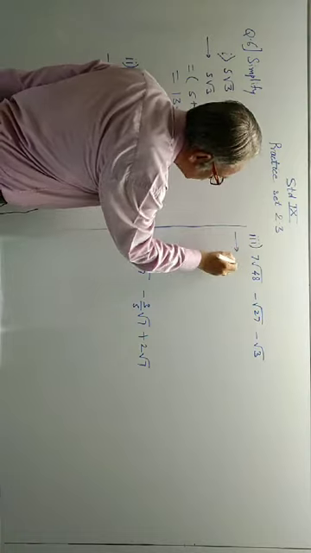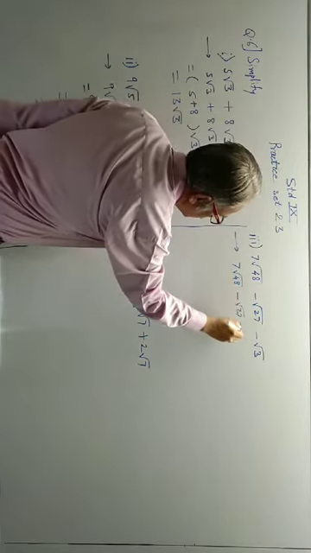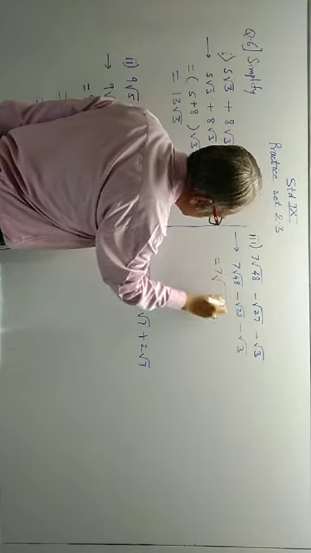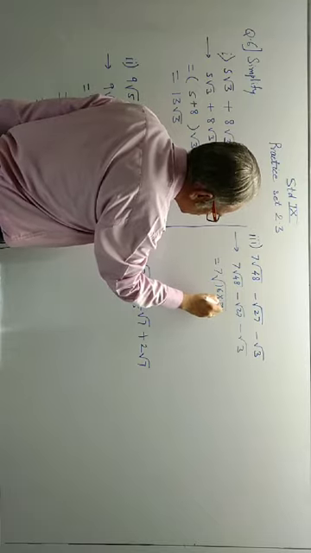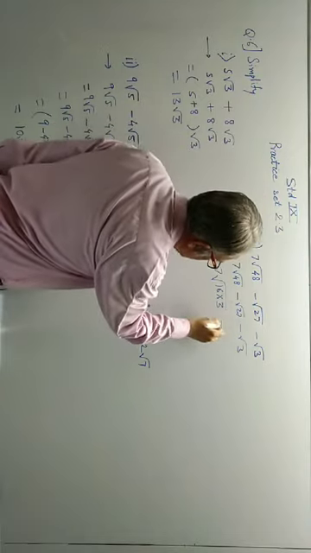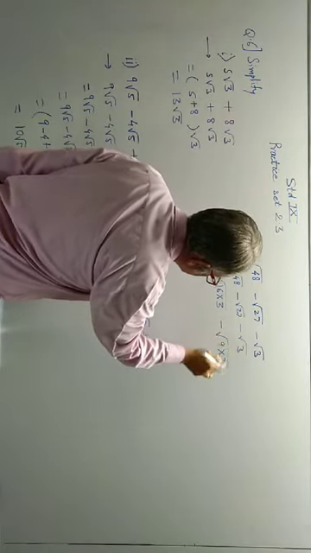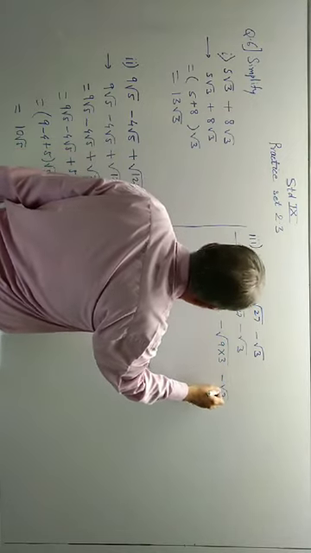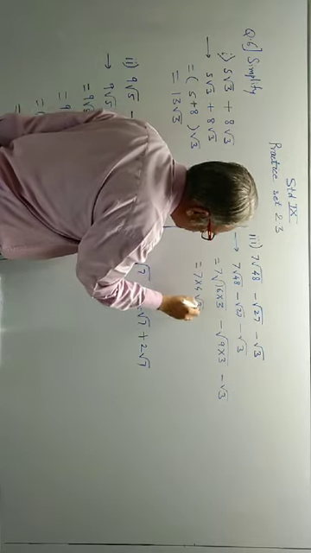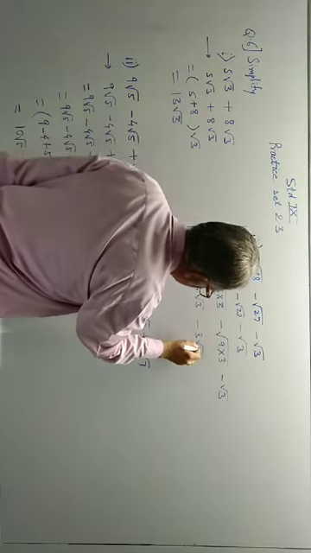The third sum. 7 root 48 minus root 27 minus root 3. 7 root 48: 48 is 16 times 3, and 16 is a perfect square, it will come out as 4. Minus root 27: 27 is 9 times 3, and 9 is a perfect square which will come out as 3. Now after taking 16 outside as a 4, root 3 will remain. After taking 9 outside as a 3, this root 3 will remain.